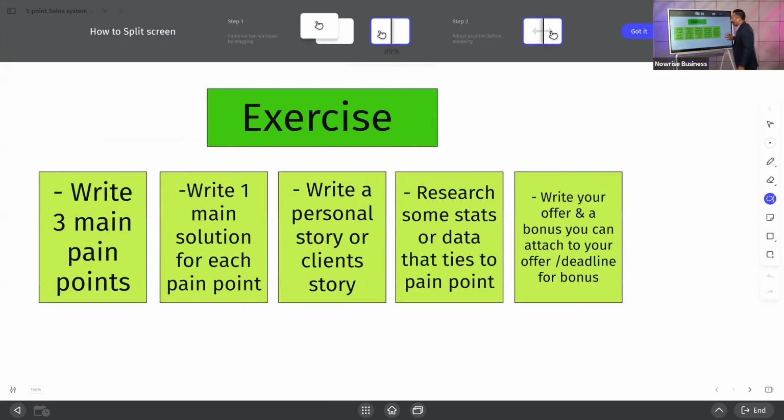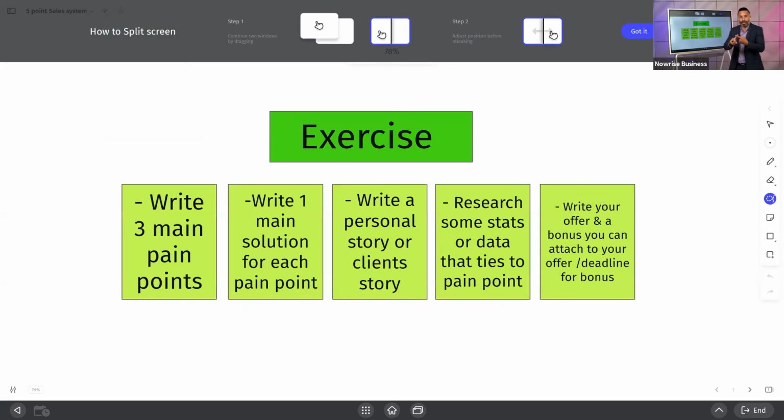So write down yours. We have the one main point, a pain point that you're going to prevent them from experiencing. Number two, the number one solution that your product and service is offering. Number three, a personal story or a story of one of your clients of how they experienced it. And then you want to get some stats or data. Even right now, if you need to get on your phone or computer and look up some statistics or data directly tied to your product, service and industry that you can use in this pitch, do that.